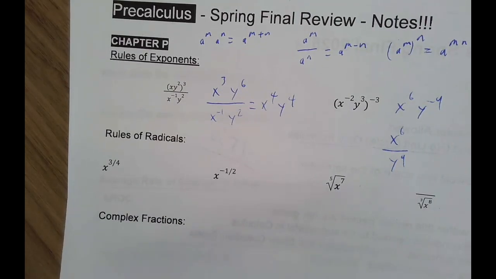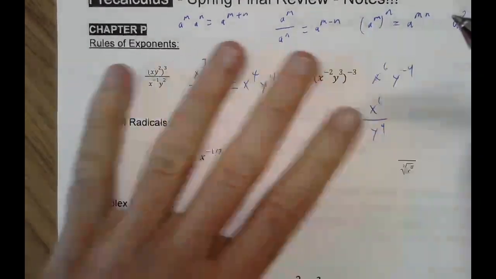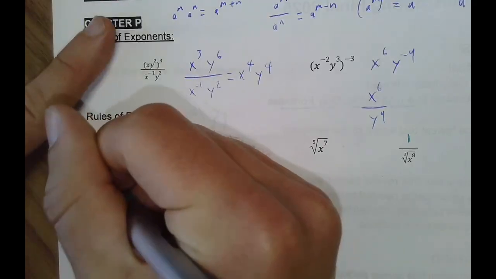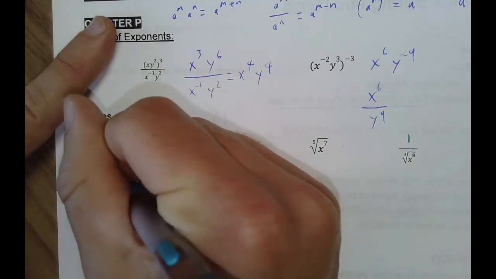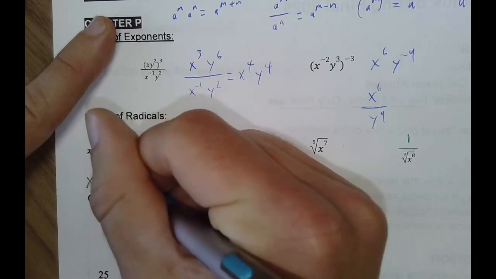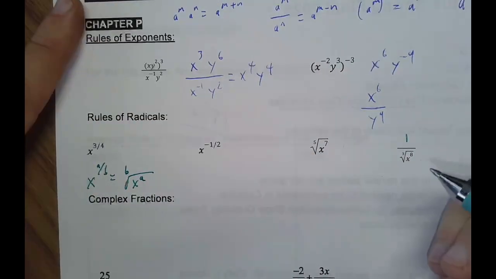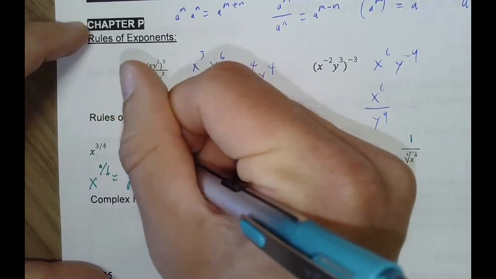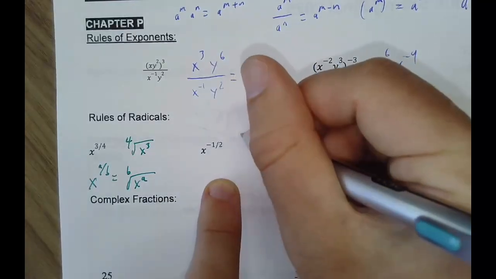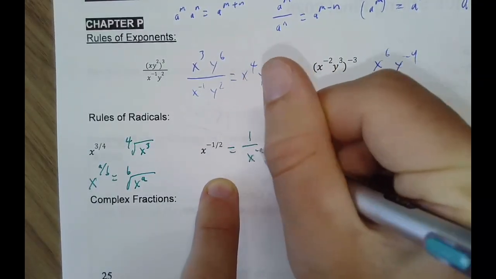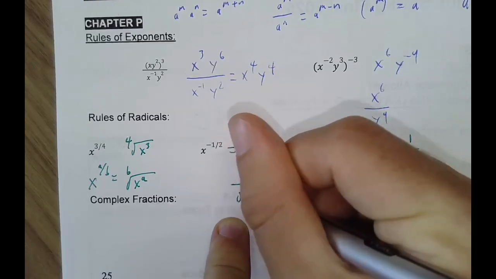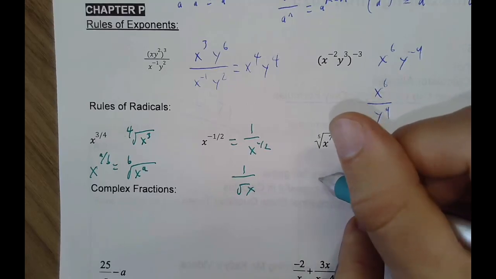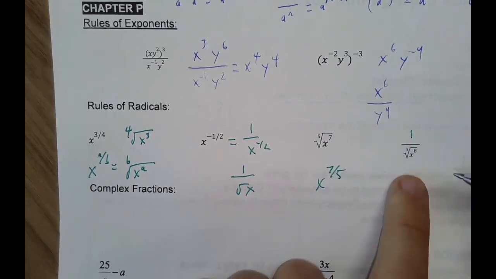Radicals, also really important in calculus. You got to be familiar with your radicals. So the rule is x to the a over b is equal to the b root of x to the a. So x to the 3/4 would be the 4th root of x to the third. x to the negative 1/2, well, that's the same as 1 over x to the 1/2, and that's the same as 1 over root x. The 5th root of x to the 7th would be x to the 7/5.